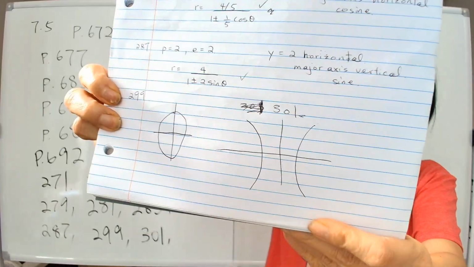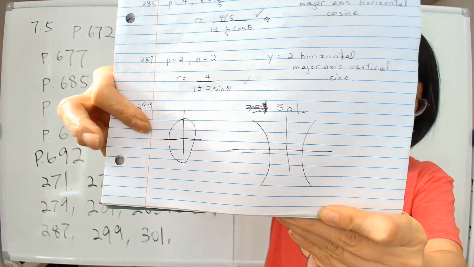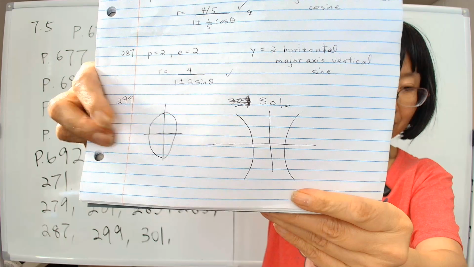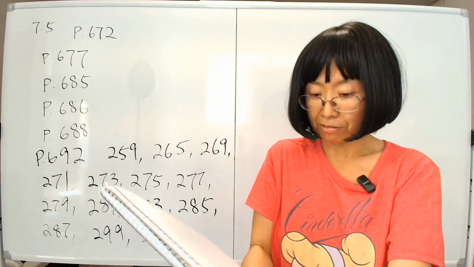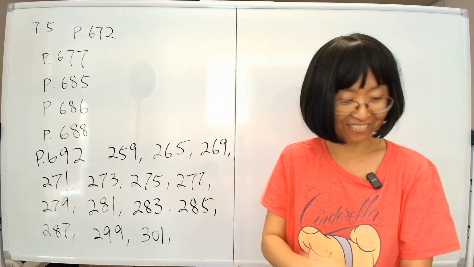And then next, problem 299, I guess that's the answer. I don't know. And 301, that's what? That is an ellipse. And 301 is a hyperbola, I suppose. That's all I wrote down, so that must be good enough.